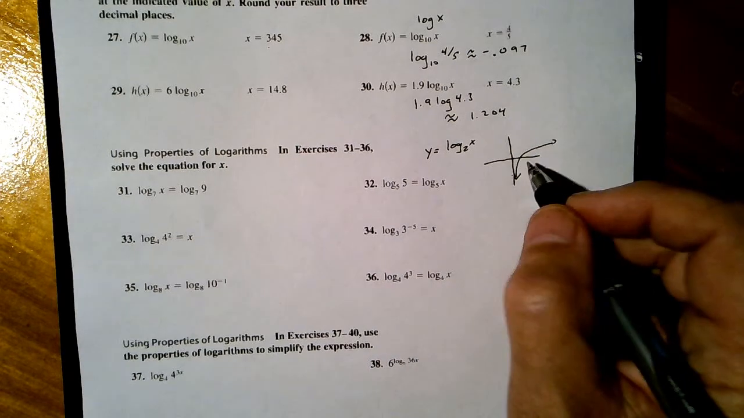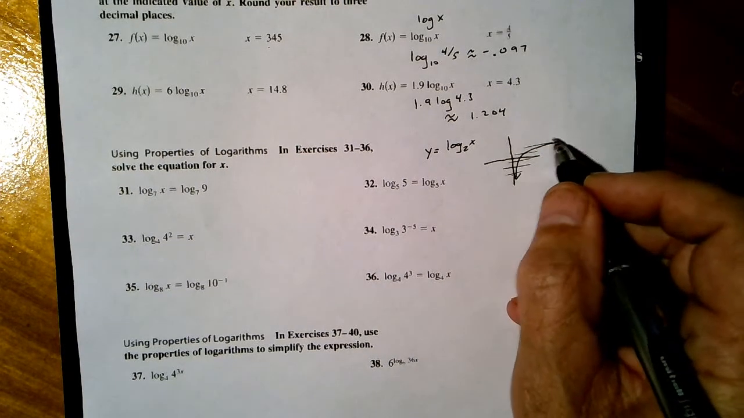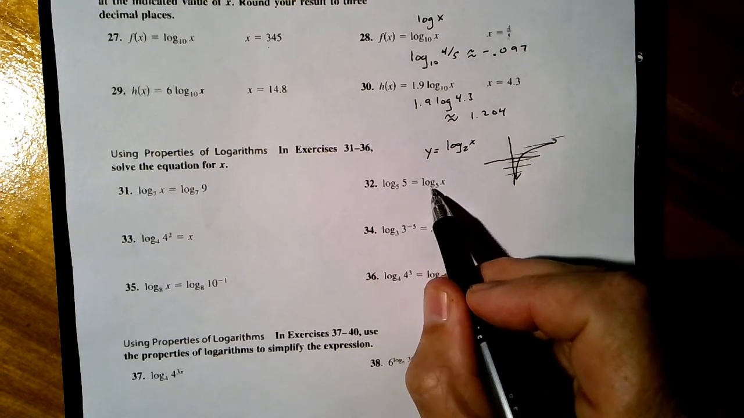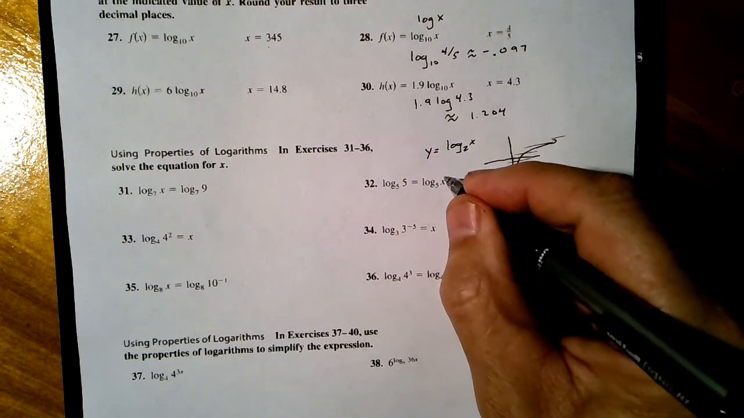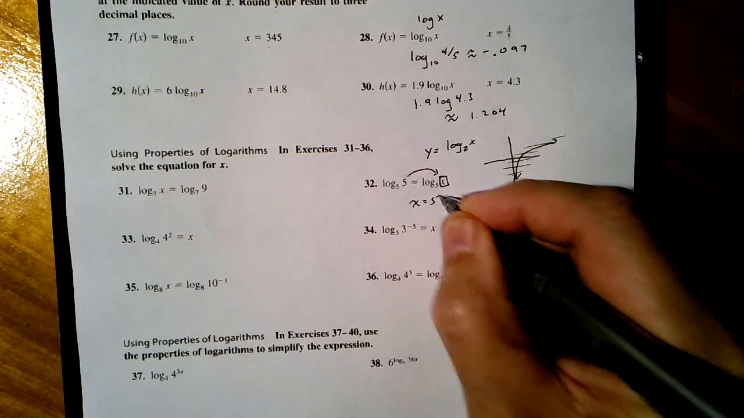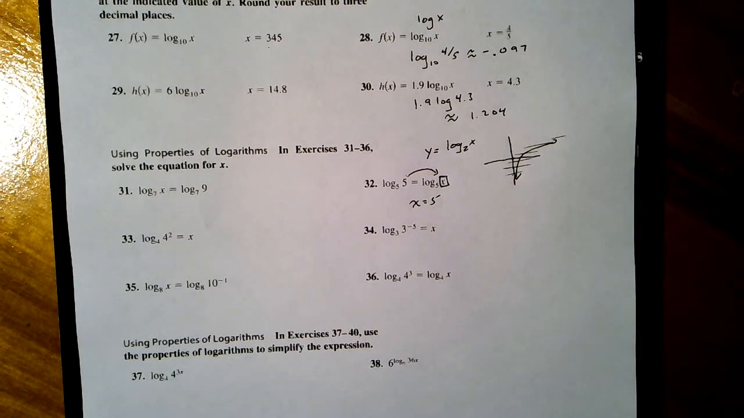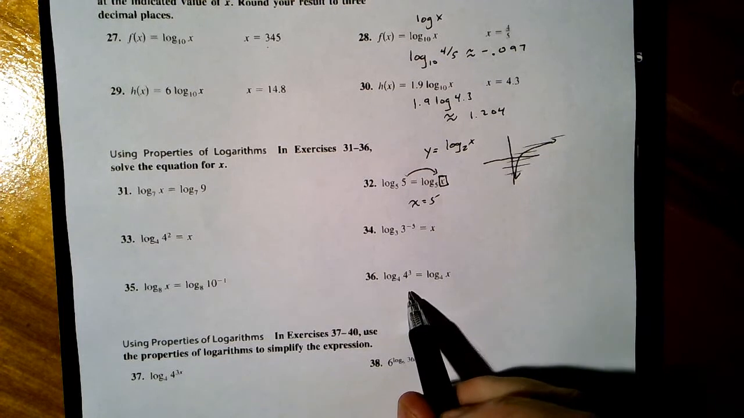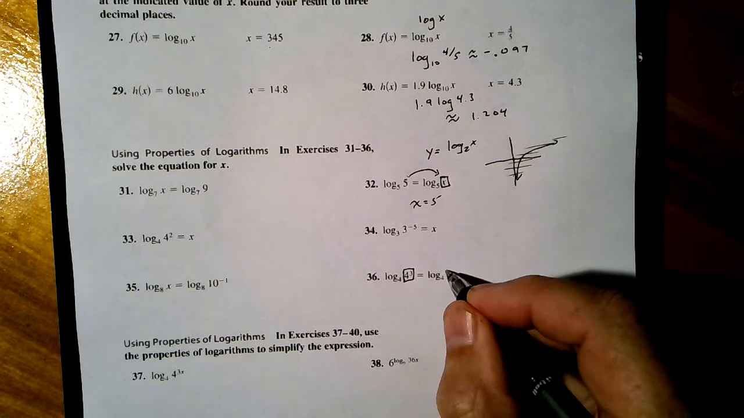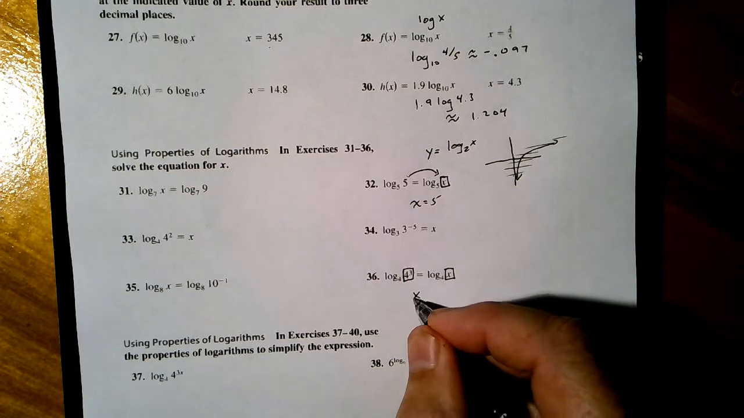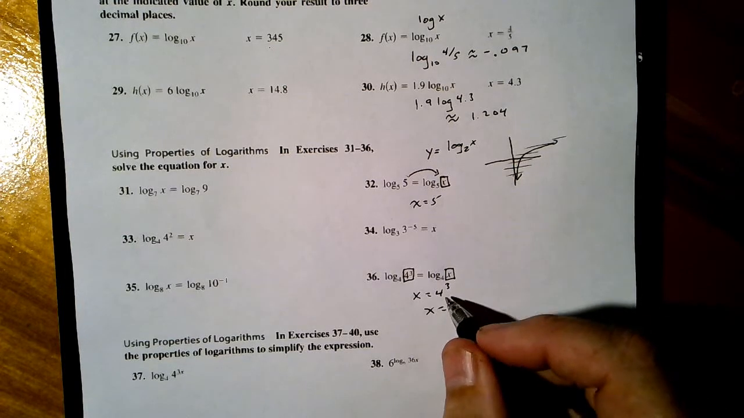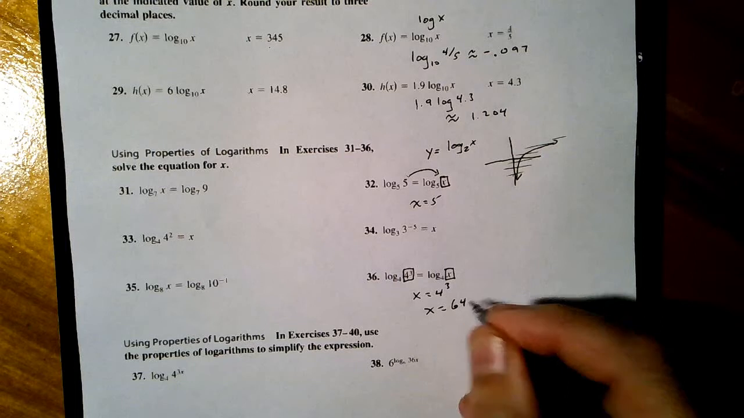But the important thing to note is these functions are 1-to-1. And therefore, log base 5 of 5 equals log base 5 of, there is no other option than this. Well, that makes that pretty darn easy. Take a look at 36. Log base 4 of 4 to the third equals log base 4 of x. X must equal 4 to the third. X equals 4 to the third, 64.